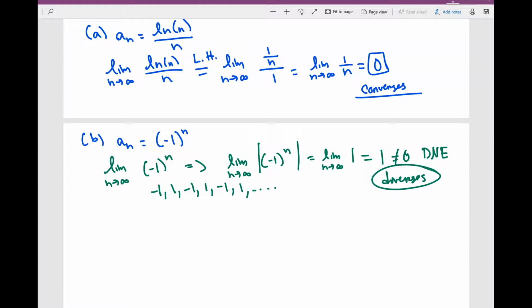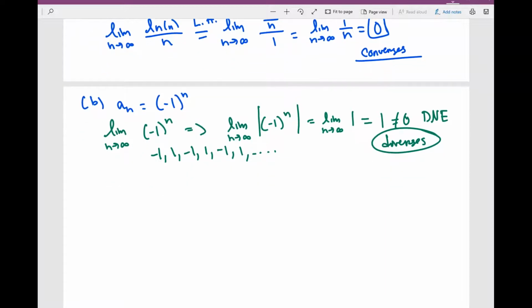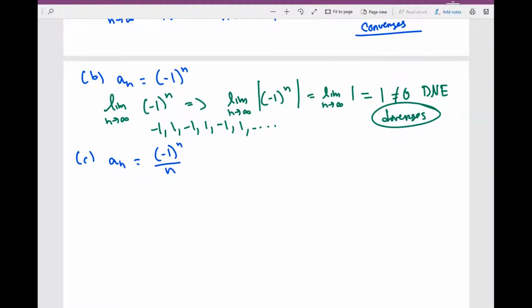So this is just, the limit doesn't exist at this point. Okay? Does this mean that the limit of something that's alternating is never going to exist? Well, no, because let's take part C, for example. So let's say we had a sub n equal to negative 1 to the power of n divided by n.